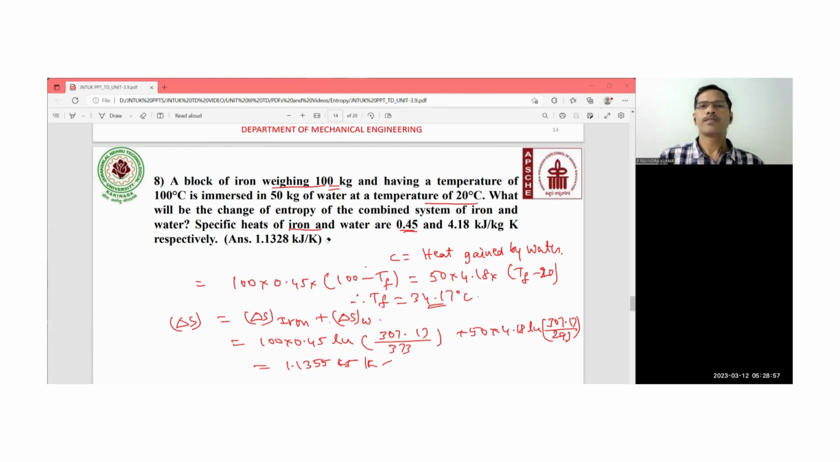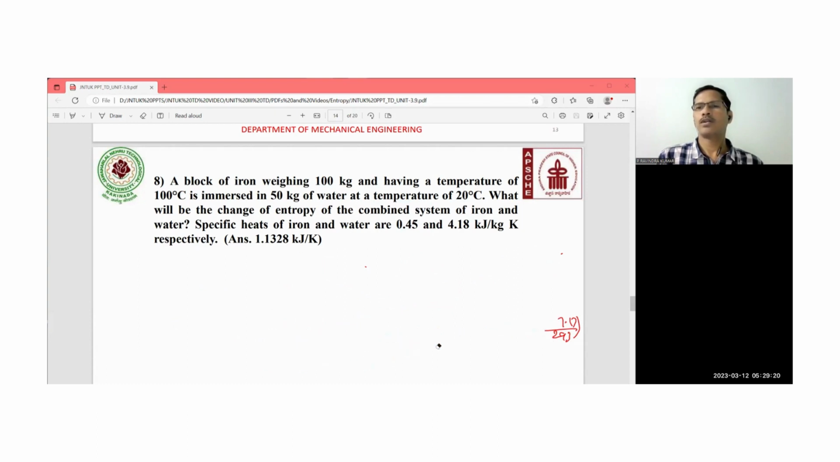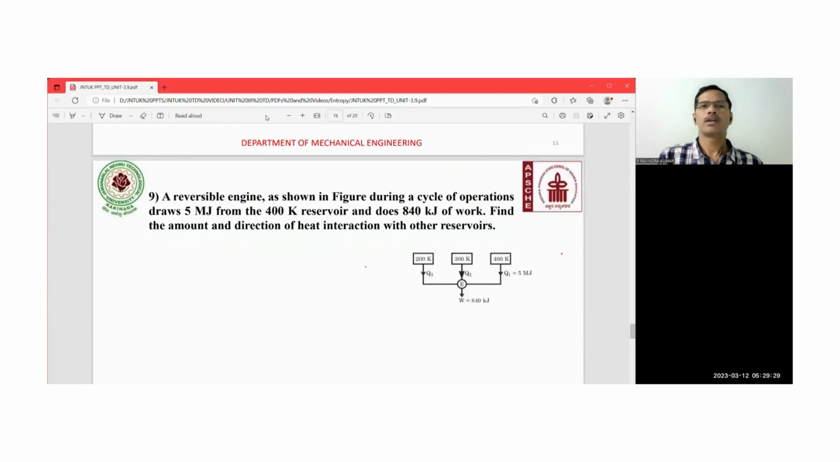One has to work on this particular type of problem. Heat lost is equal to heat gained. From that you get the final temperature, and once you have the final temperature, the remaining things you can sort out. So this is one model. The last one I'm going to cover is the final case.